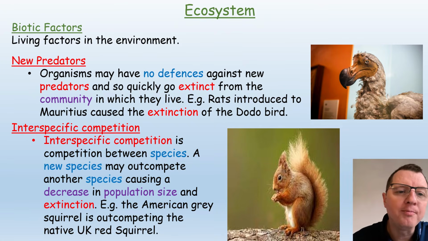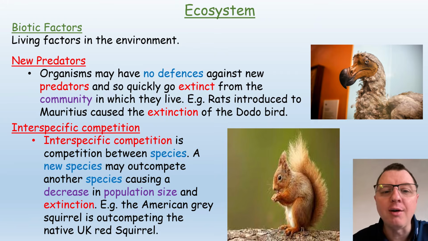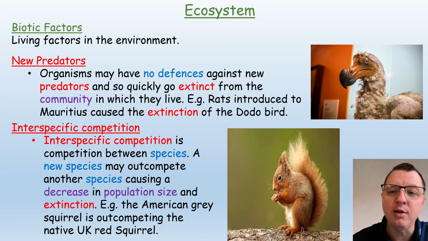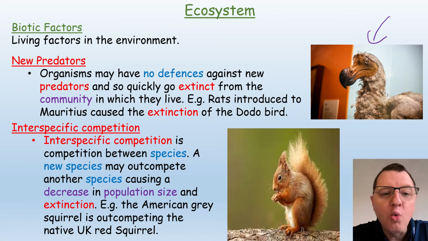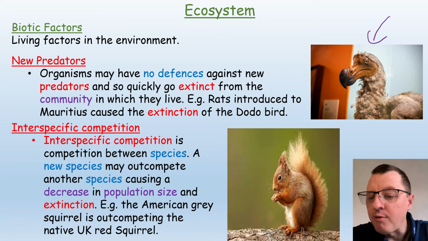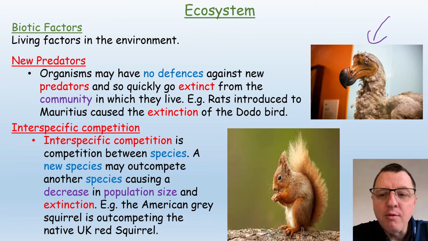Here's two more. New predators. Organisms often have no defense against new predators. For example, the dodo went extinct when the rat was introduced into the islands of Mauritius. The rat would eat the eggs of the dodo. The dodo was nesting on the ground. It had no adaptations to try and avoid this new predator, and so quickly it went extinct because all of its eggs were being eaten.